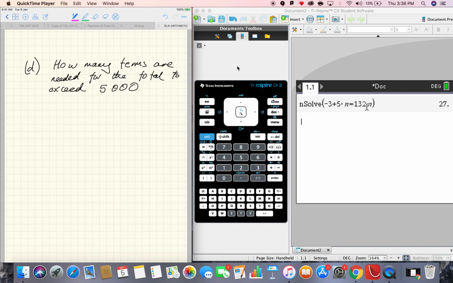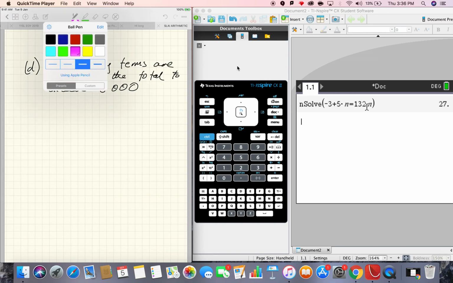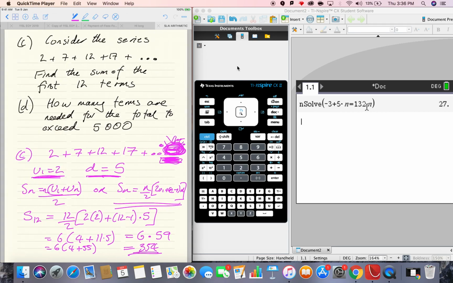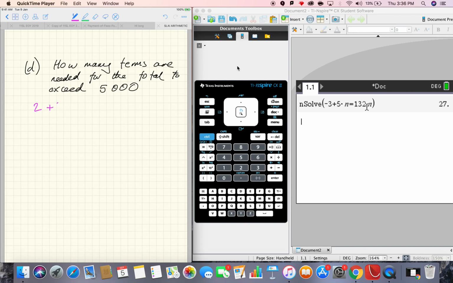Okay, so carrying on, we're on to part D now. Get my pink pen back out. So D, how many terms are needed for the total to exceed 5,000? So when we go back here, we did a summation formula. We had 2 plus 7 plus 12 plus 17 plus dot dot dot.